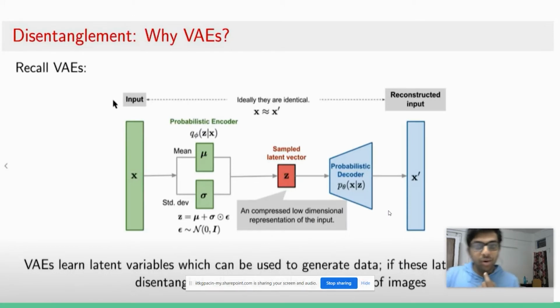Now, how is disentanglement used in VAE? We know that in a VAE these latent vectors are actually learned, and if we are able to disentangle this latent vector, then we will have greater control over the generated set of images. We'll be able to generate images that we actually want.